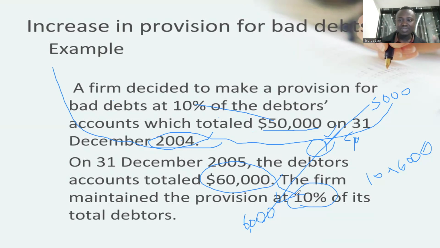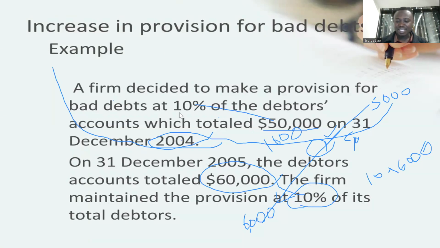So when there is an increase in provision for bad debt, calculate the provision for this year compared to that of last year. The difference is always going to the profit and loss. And then the new provision will go to the balance sheet. So in this case, the difference is how much? 5,000 to 6,000, the difference is 1,000, which will go to the profit and loss account. Then the new provision would go to the balance sheet. It's a very simple way of dealing with provision.